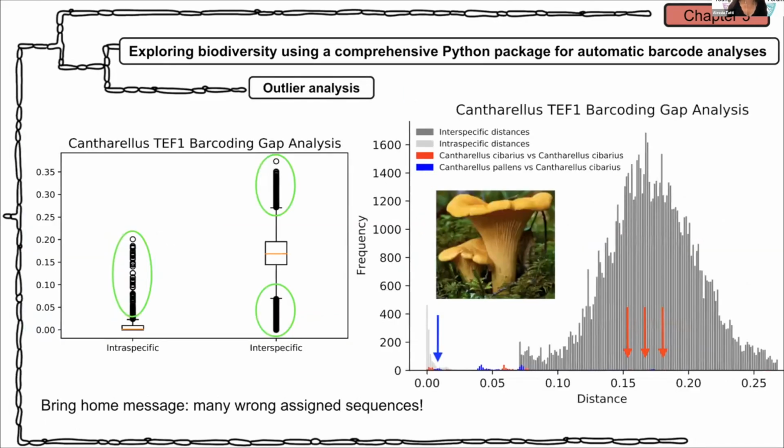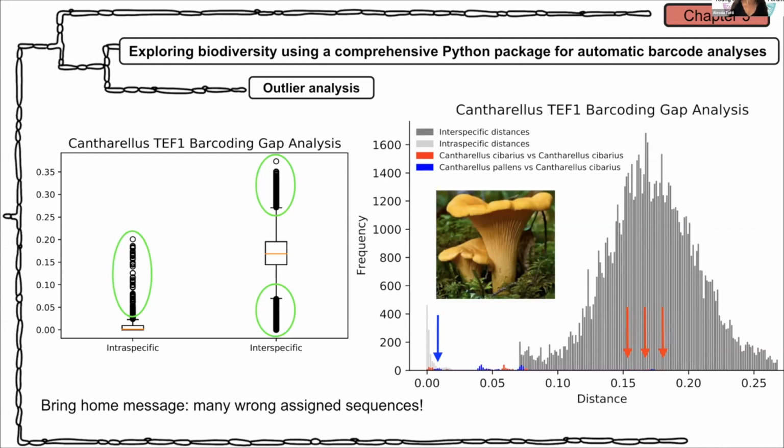So I thought, what are those outliers of the two distributions? And these are actually the most interesting things I found. In blue, you can see Cantharellus pallens versus Cantharellus cibarius. They are two different species. However, some sequences belong to the intraspecific distribution. That means that there are some wrongly assigned sequences. While in red, you can see some Cantharellus cibarius versus other Cantharellus cibarius, and they are actually probably cryptic species. How do I know this?